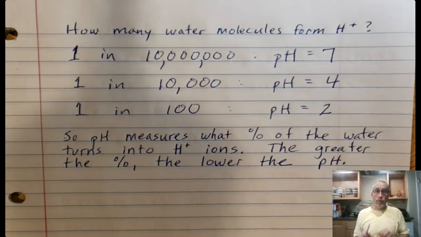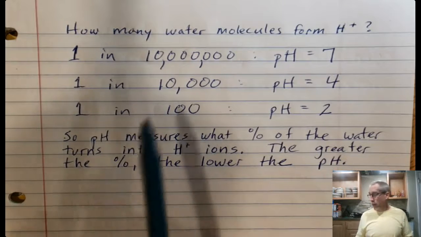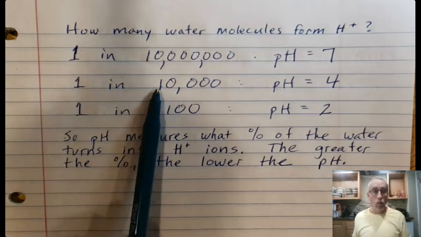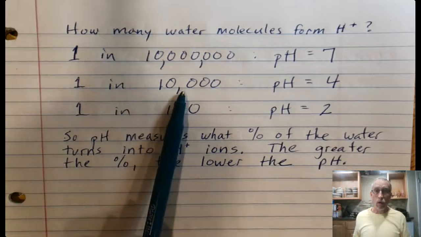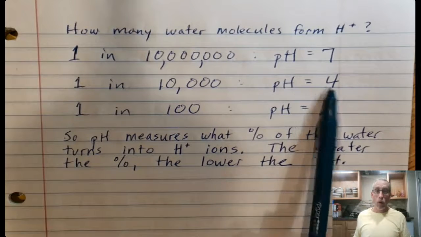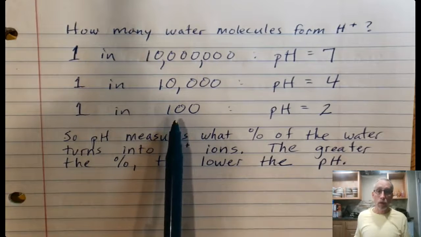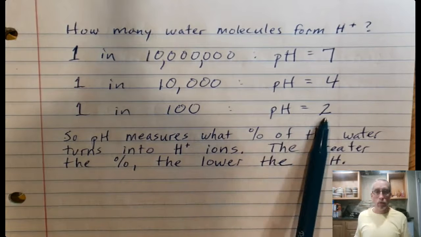So if that happens very, very rarely, like 1 in every 10 million, we call it a pH of 7. But if it happens more often, like maybe 1 in every only 10,000 or so, the pH is a 4. And what if a huge percentage of the water molecules did that? Like 1 out of every 100? That would be a lot of molecules doing that. That would be a pH of 2.